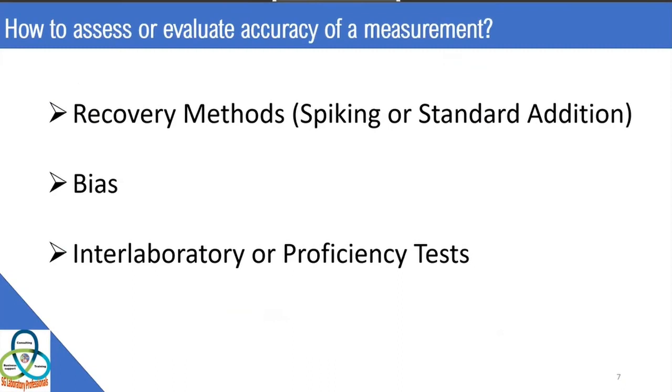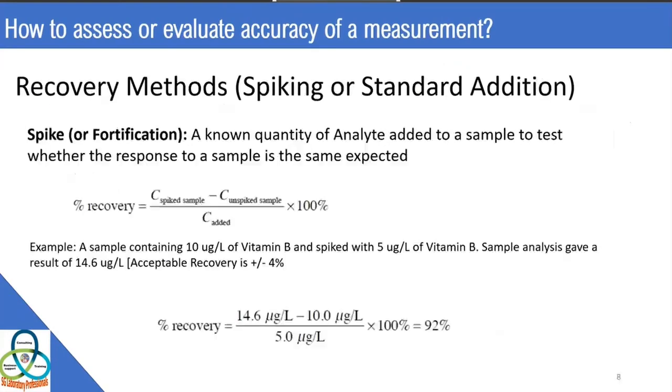Recovery applies to all. Then we analyze this as a known sample and compare it with respect to our standard. We use this data to calculate the percentage recovery, where we look at the concentration of the spiked sample and the concentration of the unspiked sample, divided by the concentration added, multiplied by 100.